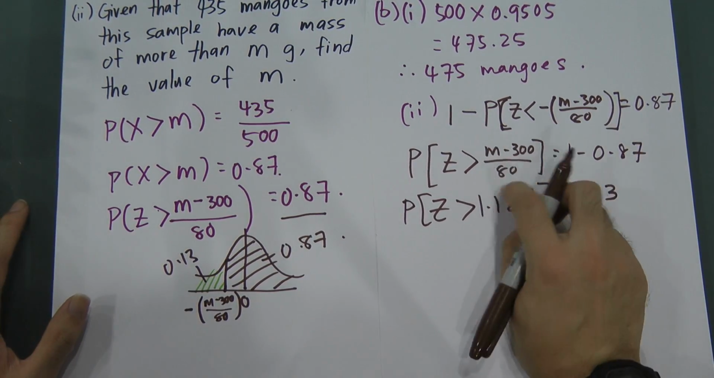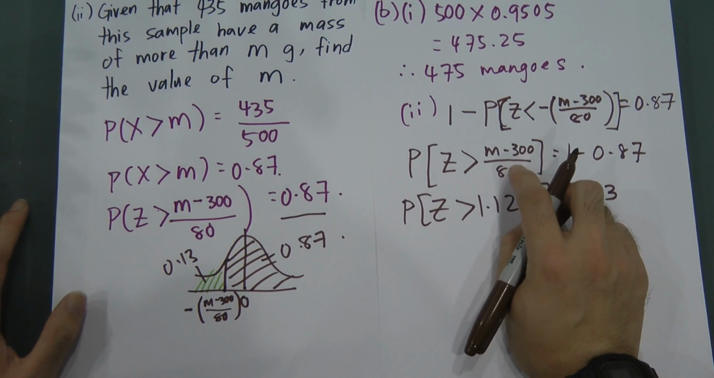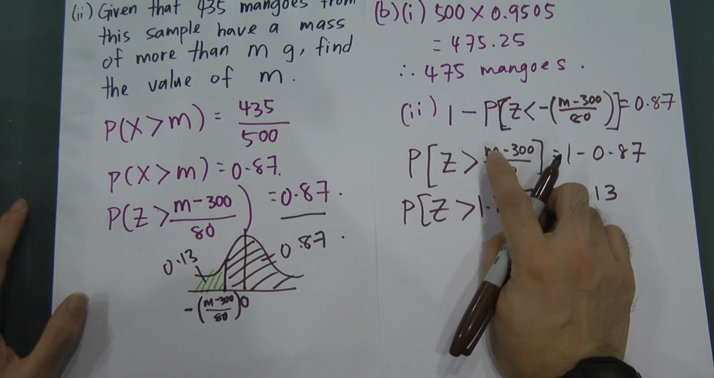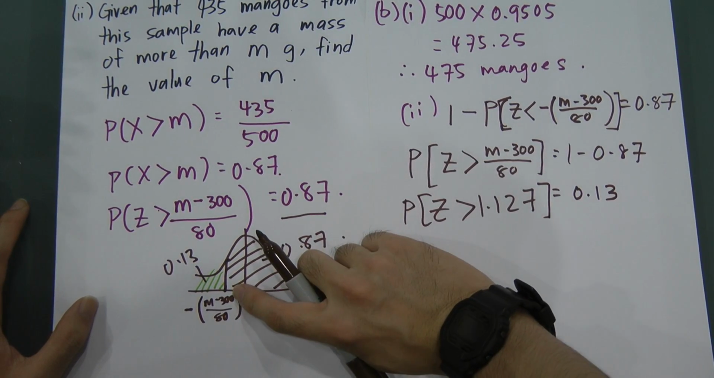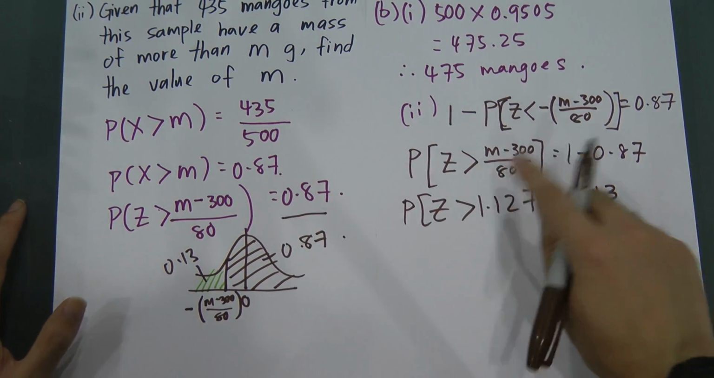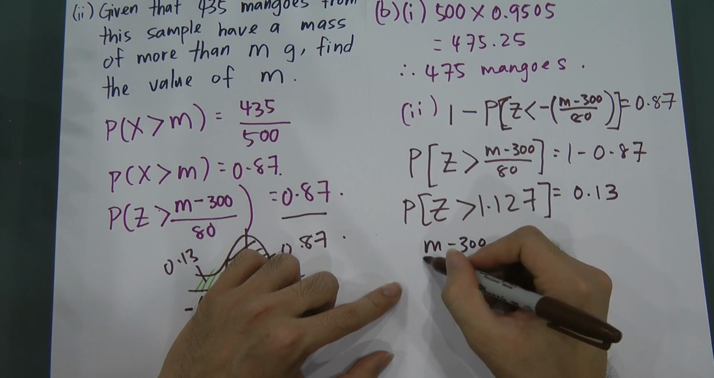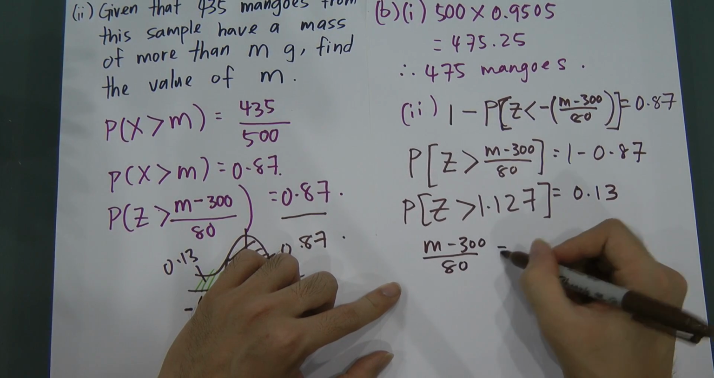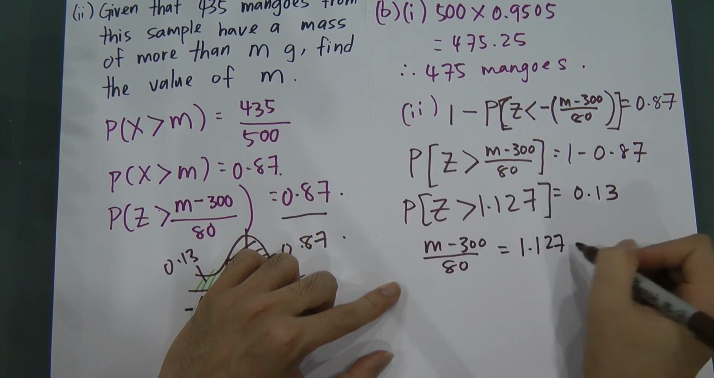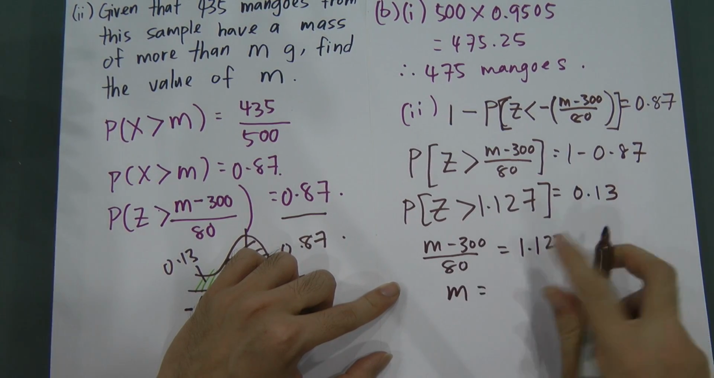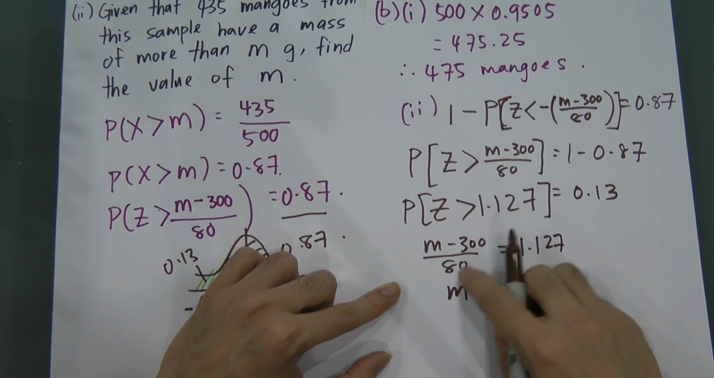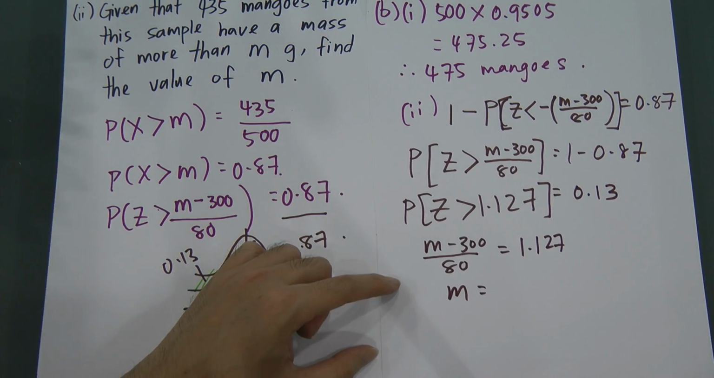But after you solve it, you have to make sure you put back the negative value for M, because M is actually in the negative area. We solve first, so we compare this one. So M minus 300 over 80 will equal 1.127. Then we solve this one.